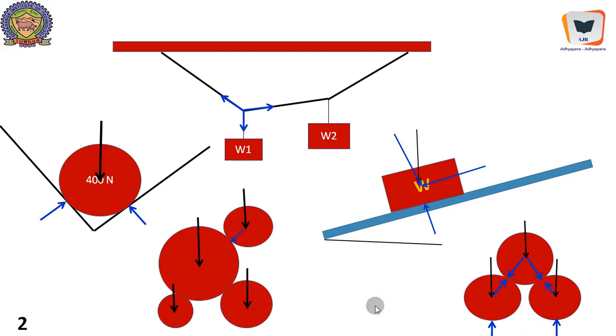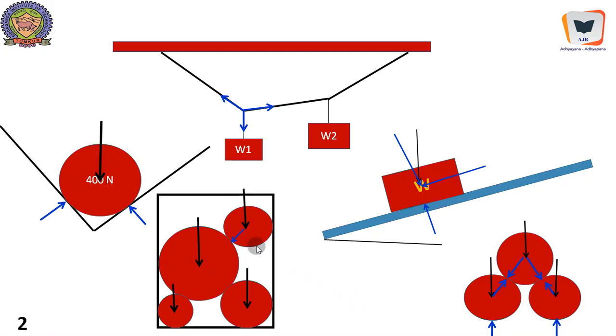Here again, there are four spheres contained in an enclosed container, and for a particular position, initially they will be in misalignment and in disturbance, and they will not be in equilibrium. After some orientation is reached, they will be in equilibrium.